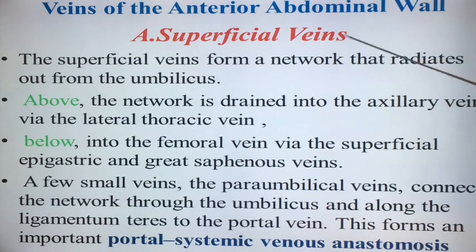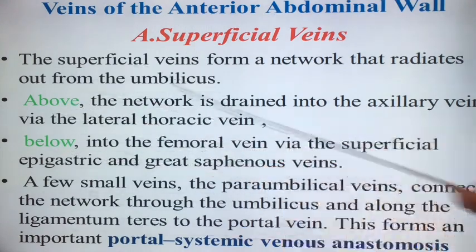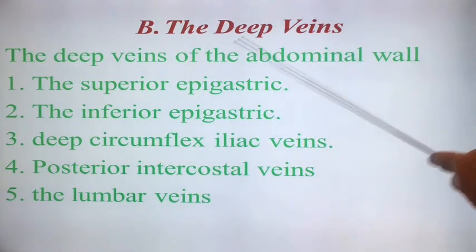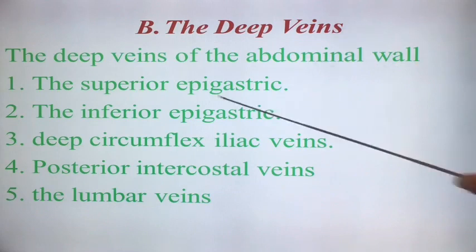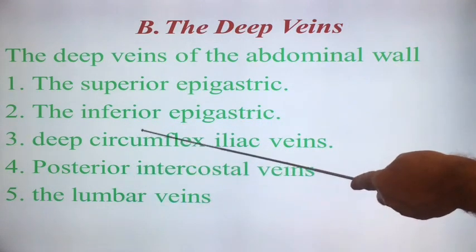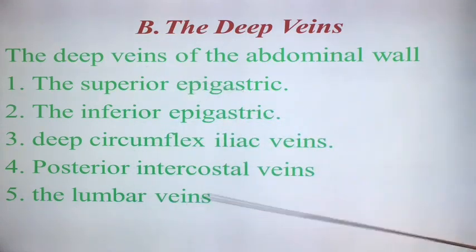The veins of the anterior abdominal wall are of two types: superficial veins, of course, and deep veins. Above the umbilicus and below the umbilicus, they are divided. The deep veins of the abdominal wall, can you read them? The same names as the arteries. They accompany the arteries.